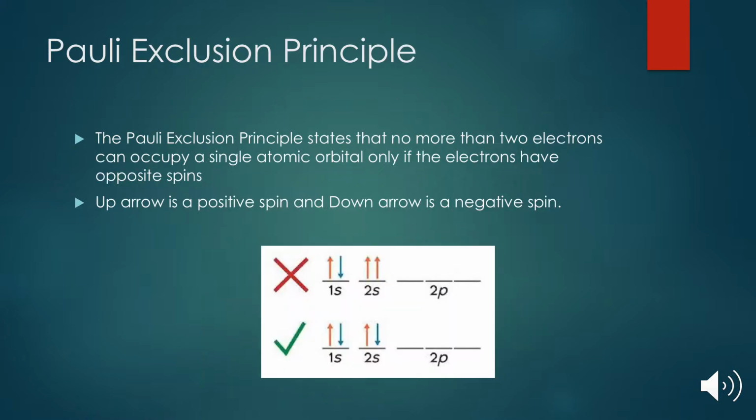Alright, so the next principle is going to be the Pauli exclusion principle. The Pauli exclusion principle states that no more than 2 electrons can occupy a single atomic orbital, only if the electrons have opposite spins. An up arrow is a positive spin and a down arrow is a negative spin. So right here, as you can see, we have a positive and a negative, and then 2 positive spins. That is incorrect. Right here we have a positive spin, a negative spin, and a positive spin and a negative spin. That is correct. You can't have 2 positive spins. You can have a positive and a negative. It's the Pauli exclusion principle.